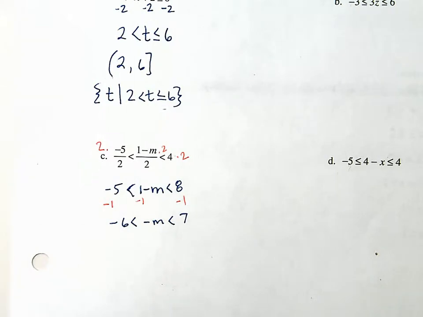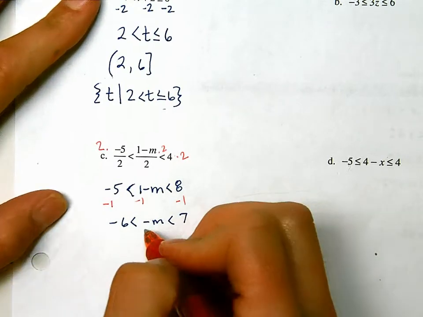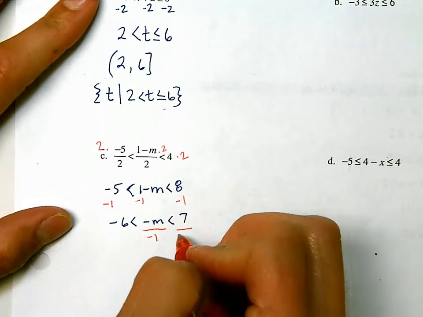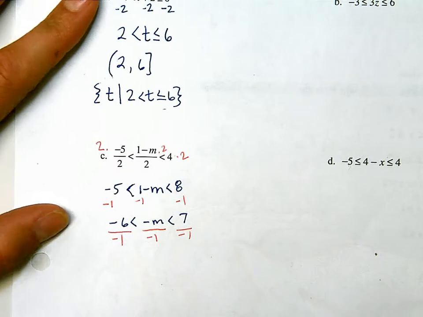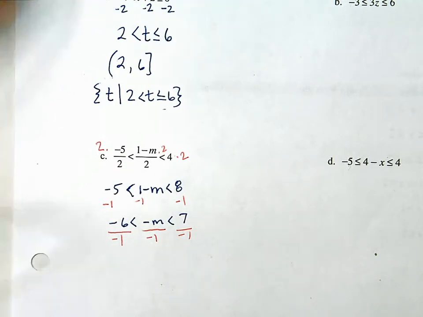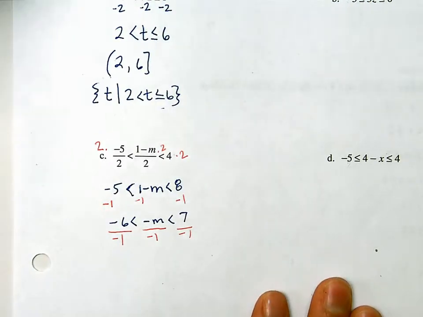Are we done? M's not quite by itself, right? How are we going to get it by itself? Divide by negative 1, or we can multiply by negative 1 as well. It's easier to squeeze in a divide by there, though. So I'm going to write divide by negative 1. Now we divided all parts by negative 1, so what do we have to do with our inequalities? We've got to reverse our inequalities.